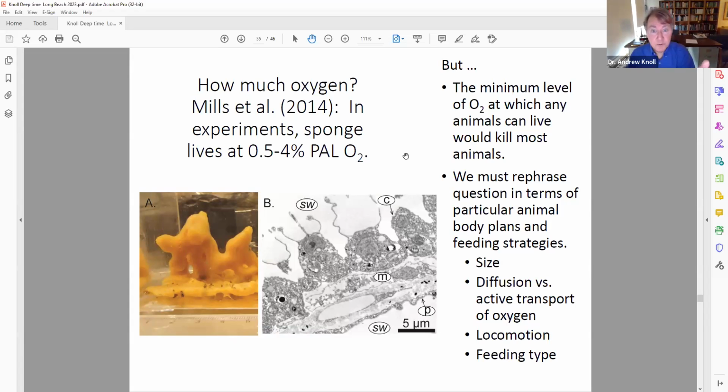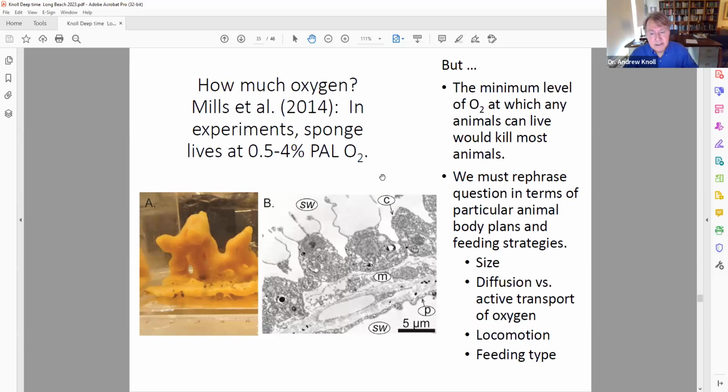Now, no one knows whether they could complete their reproductive cycle, but they could at least live. Now, it has to be said, they concluded from that you don't need much oxygen to make animals. And I think for the various earliest animals, that's probably right, but the levels of oxygen in which they grew their sponges would actually kill most animals today. So we have to ask a more sophisticated question, if you will.